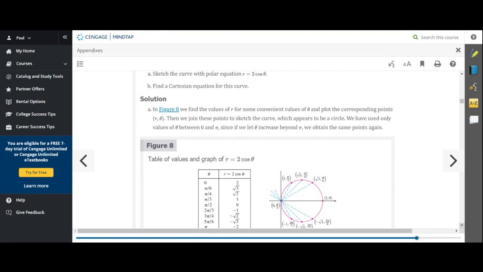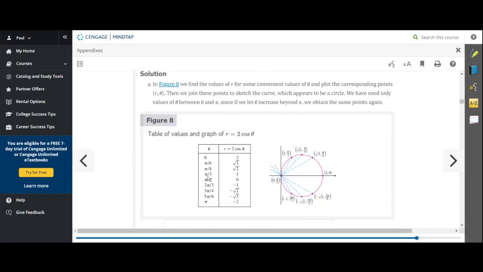It's the same thing with polar functions. In polar functions, r is a function of theta. And in the table here, what they've done is they've picked some values of theta, some angles, and then for each angle, each value of theta, they found a corresponding radius. And then they plot the polar coordinates on the picture here, and it's going to trace out a circle.